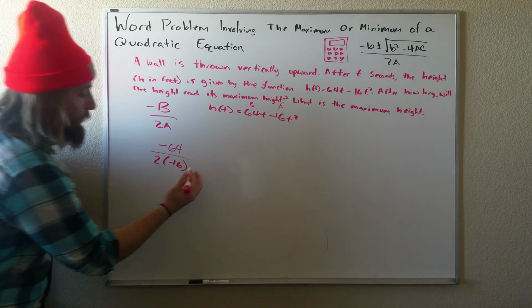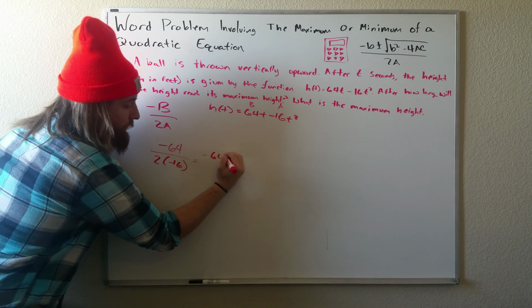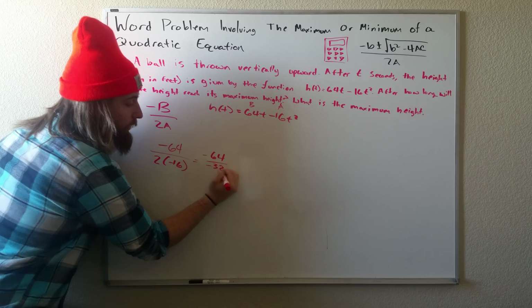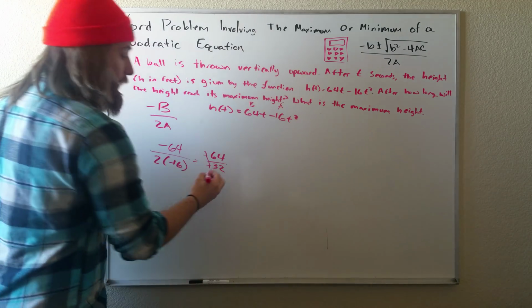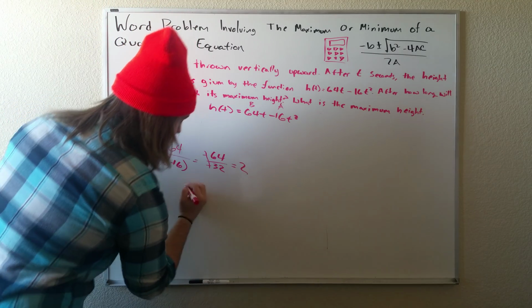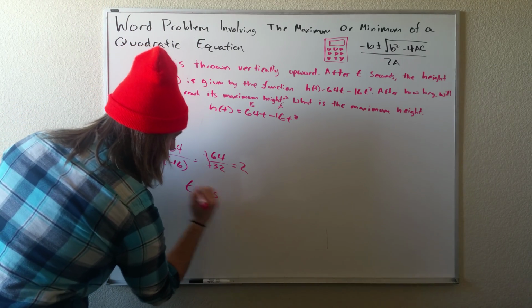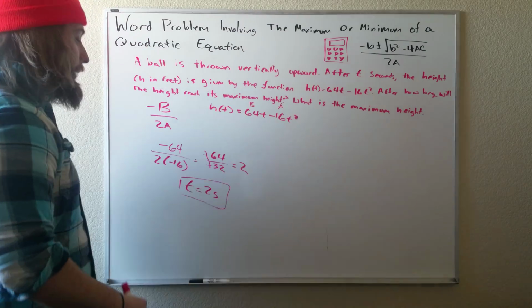Alright, and now if we multiply this out, we get negative 64 over negative 32. The negatives cancel, and 64 can be divided by 32 twice. So that means our time is 2 seconds. So that's the time of the maximum height.